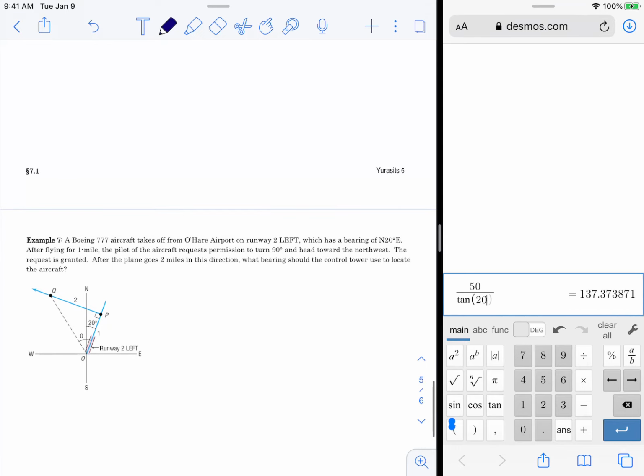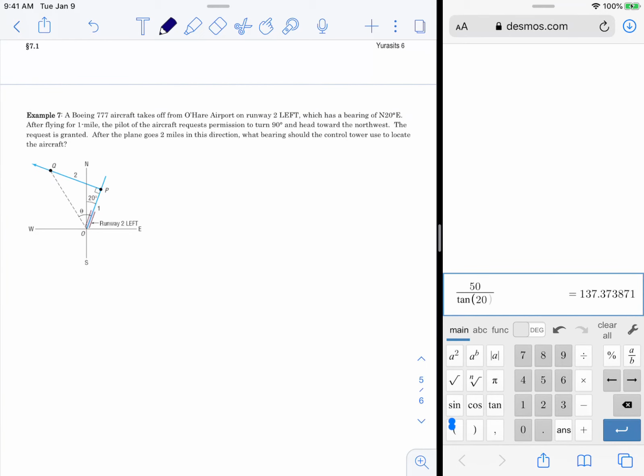So your last example, we're going to talk about a Boeing 777 aircraft takes off from O'Hare Airport on runway 2 left, which has a bearing of, that says 20 degrees east of north. So this one's really nice because it gives you a diagram. Some of them don't, so you'll have to come up with what it looks like. After flying for 1 mile, so here's this aircraft, I fly for 1 mile. I'm granted, the pilot, I guess I'm not the pilot, the pilot is granted permission to turn exactly 90 degrees and head to the northwest.